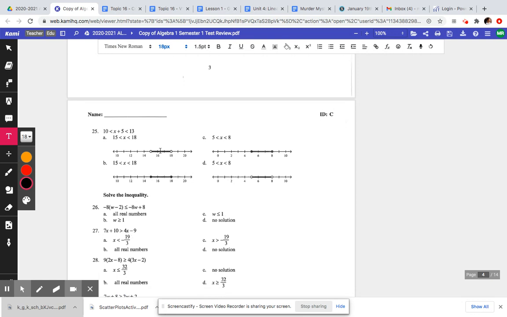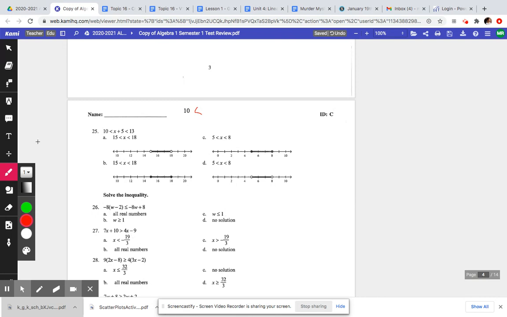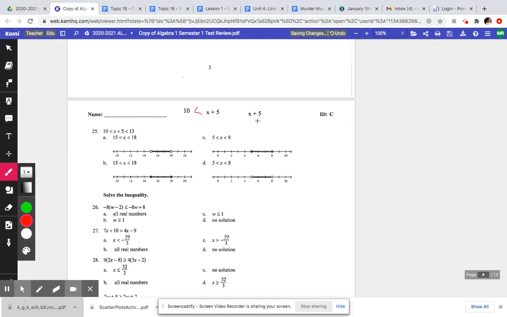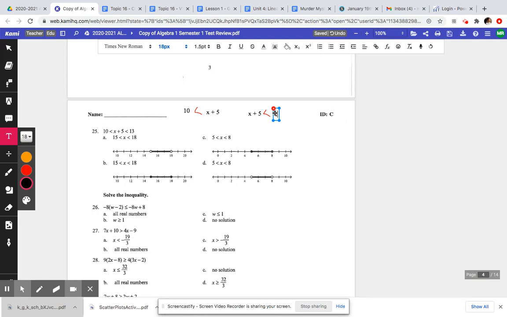25. Okay, remember, when you have 10 is less than x plus 5 is less than 13, you're going to set up two equations. So your first equation is just going to be 10 is less than x plus 5. And then your other equation that you're going to solve is just going to be x plus 5 is less than 13, right? You just split it up and you solve both those equations to get your answer. And that's how you do those, okay?